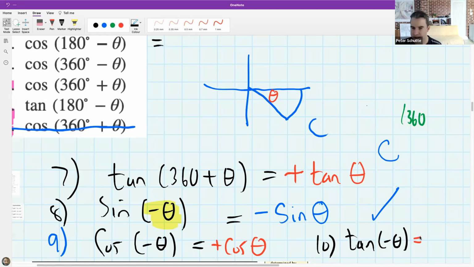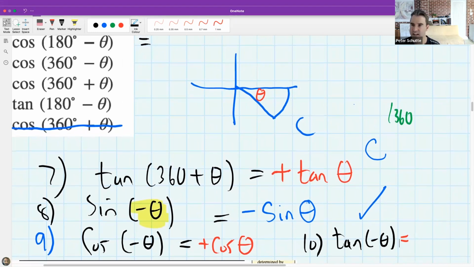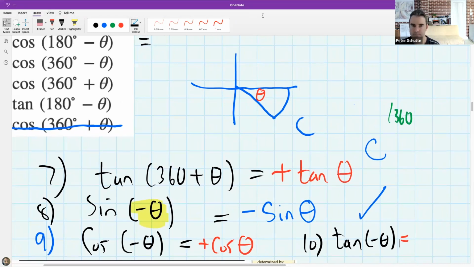Who would like to tell me how to do number 10? I'd love to hear a student voice. How do we reduce the tan of negative theta? Okay, Juliet, let's come to you. Tell us how we do number 10.